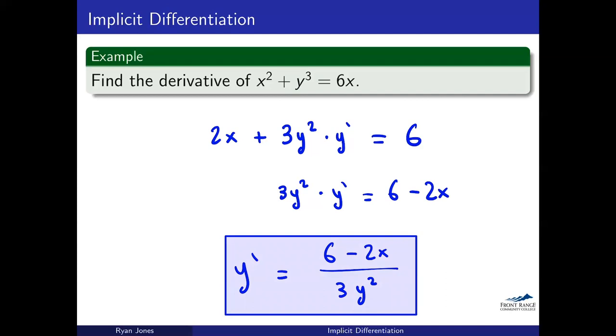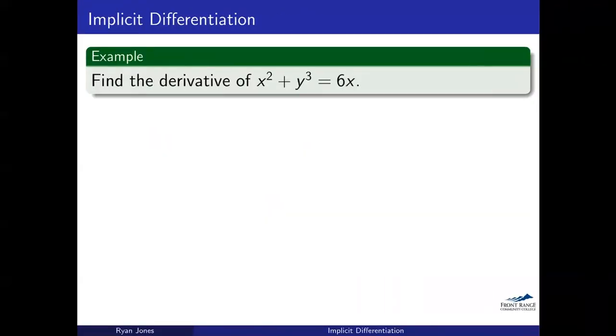And yeah, so there we go. We've got an answer right there for y prime. And you'll notice here that we didn't actually have to solve for y. We got an answer for our derivative. What I will note is that you could do this the long way. So you could very well do this as, hey, y cubed equals 6x minus x squared. y is equal to the cube root of 6x minus x squared.